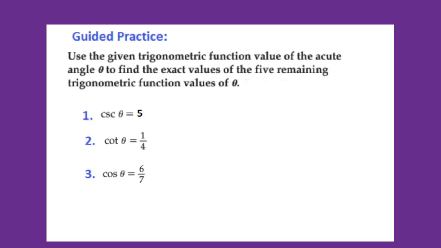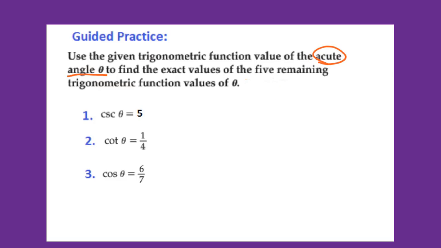Now let's go to guided practice for 6 trig functions. Use the given trig function value of acute angle theta, that's the keyword, acute angle theta, to find the exact values of the 5 remaining trig function values of theta. First of all, we know this is an acute angle. Sometimes the question will say angle theta is in a right triangle. In this case, we still know that theta is an acute angle.